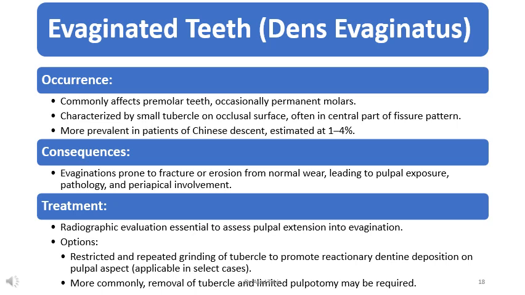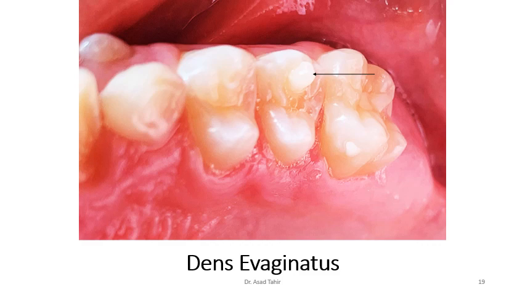Treatment. Radiographic evaluation essential to assess pulpal extension into evagination. Options. Restricted regrinding of tubercle to promote reactionary dentine deposition on pulpal aspect, applicable in select cases. More commonly, removal of tubercle and limited pulpotomy may be required.